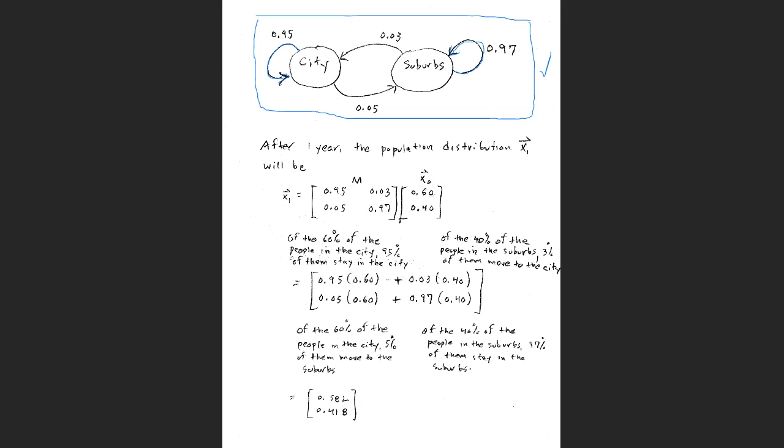So you have two states, city and suburbs. Those are your states. There's a 3% chance, if you live in the suburbs, that you're going to move to the city. And if you live in the city, there's a 5% chance that next year you'll move to the suburbs.